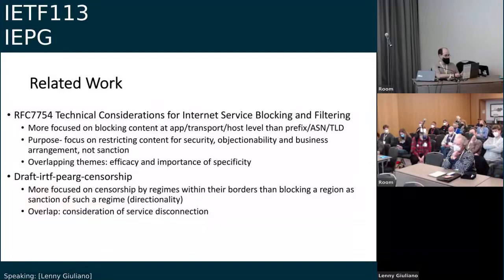There's a draft in the PEARG working group on censorship. And again, this is more focused on censorship by a regime within their borders rather than blocking a region's traffic coming out for the purpose of sanctions.